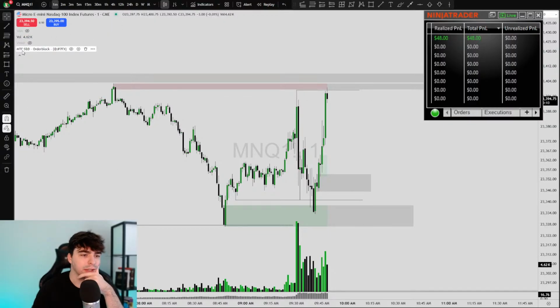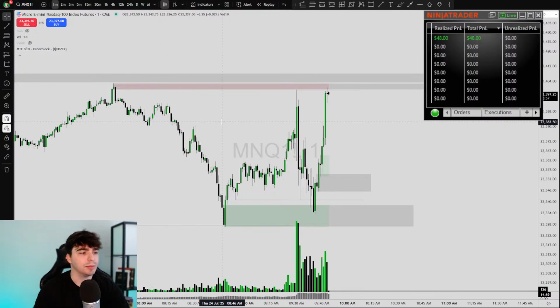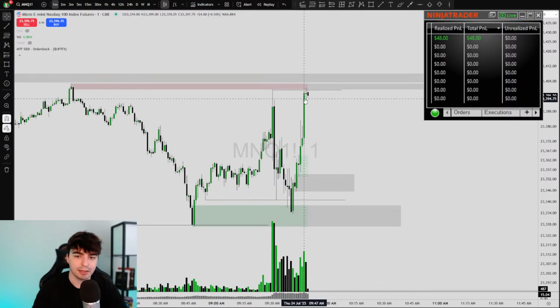The indicator's right here. MTF S&D order block by JP7FX. Alright, now we're getting some consolidation here. We're probably going to tap into some higher levels if I had to guess. I mean, we just had this massive candle here. Either that or we're going to V-top all the way back down.